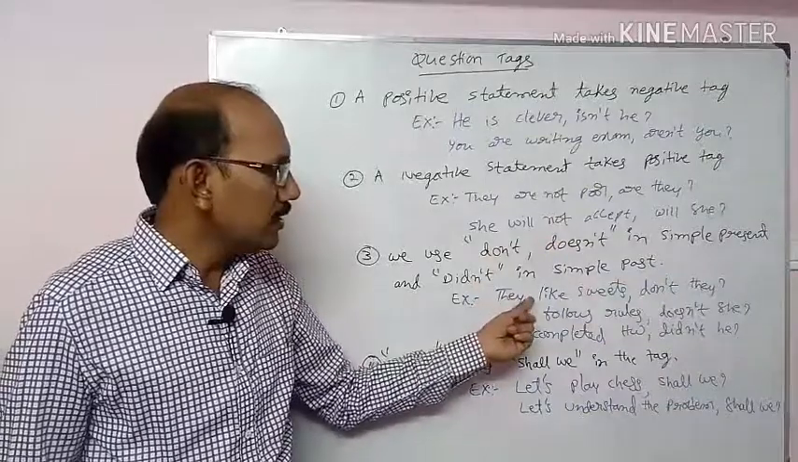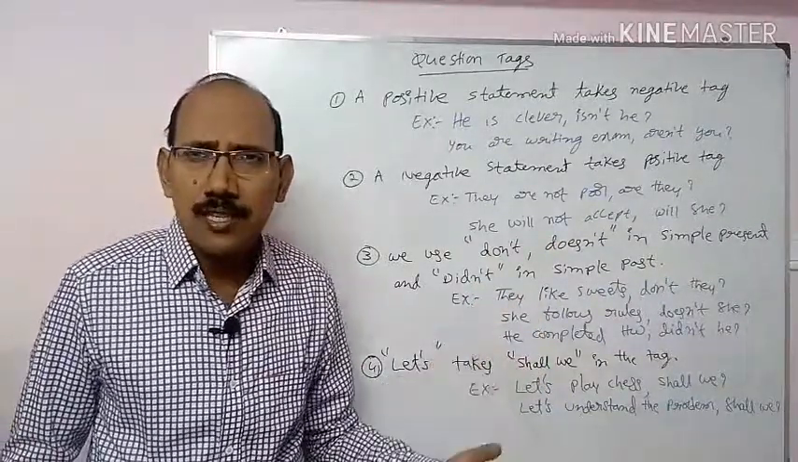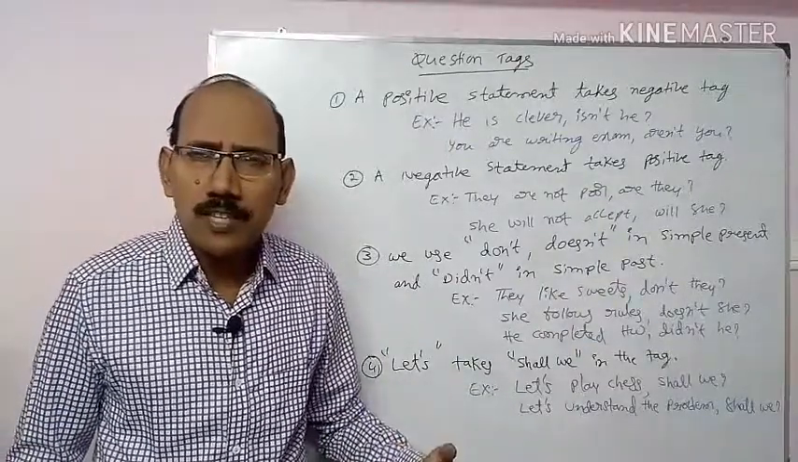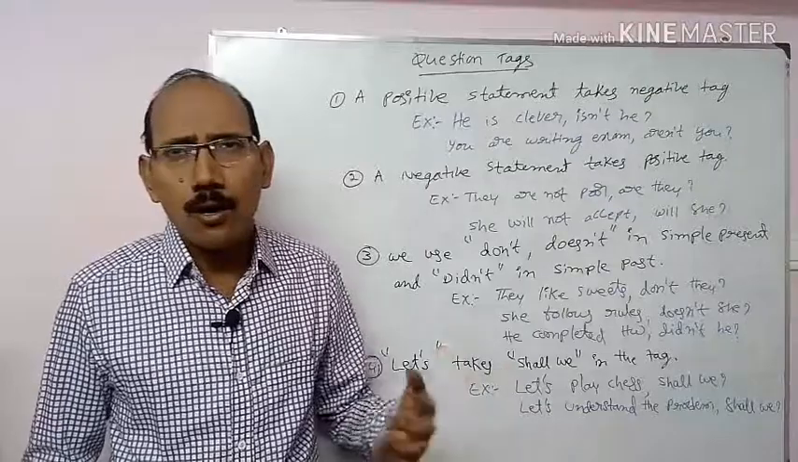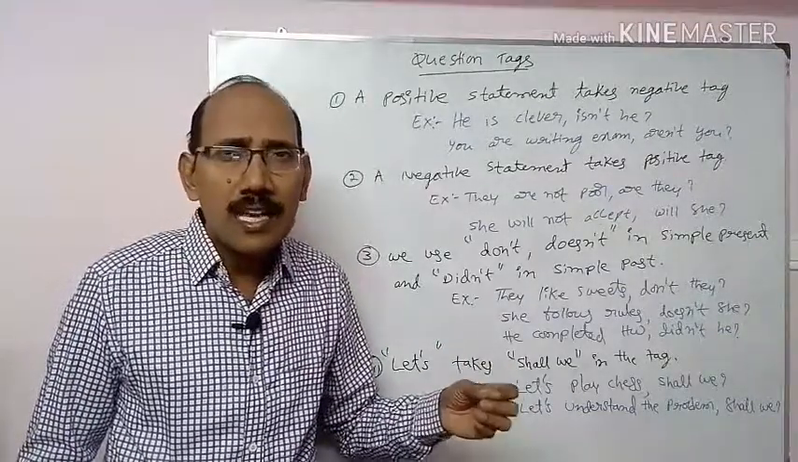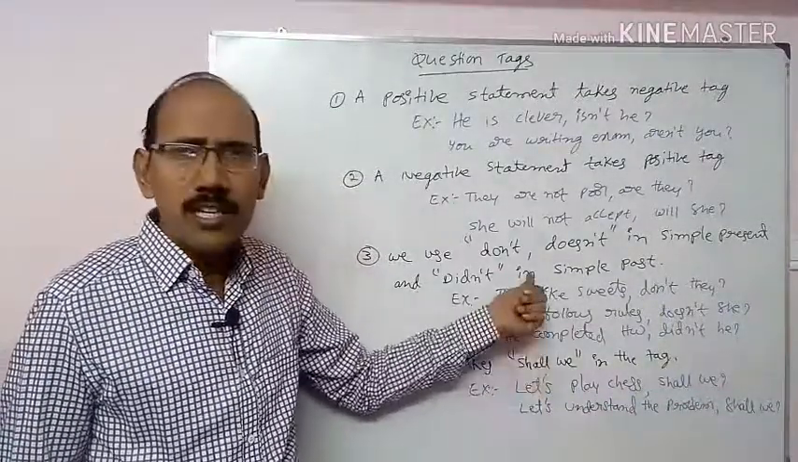Now look at here. Nothing is there. There is no auxiliary verb here. If the auxiliary verb is there in the form of is not, we use is. If the auxiliary verb is there in the form of are not, we use are in the question tag. If the auxiliary verb is there in the form of has not, we use has. But here we are unable to find any auxiliary verb.